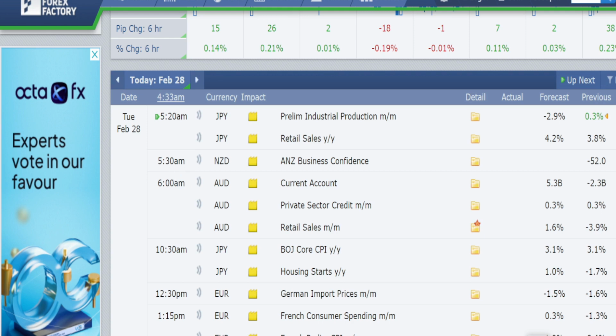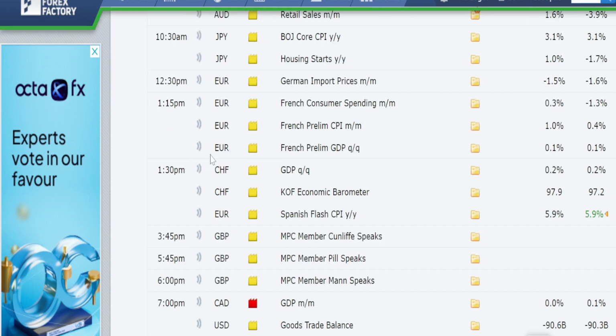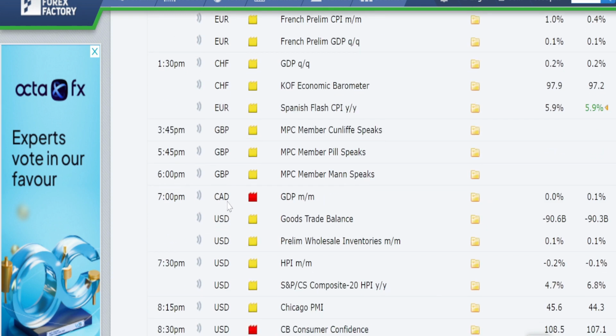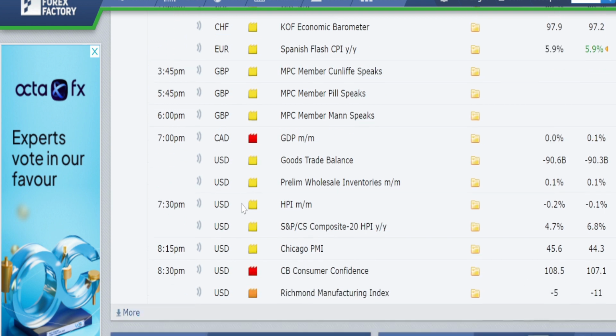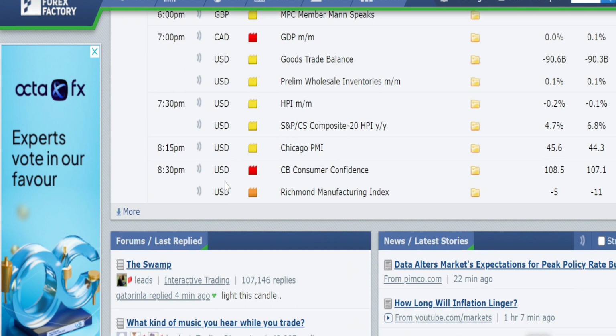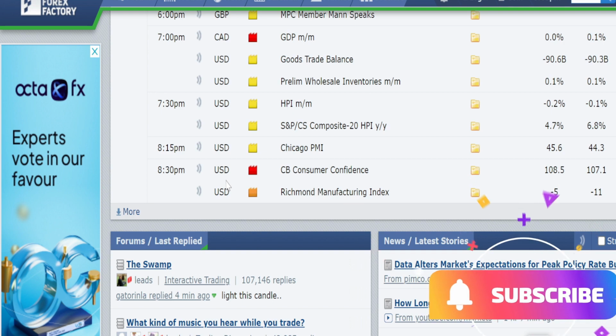So when we look at the economical events plan for today, February 28th, we don't have any high impact news in the morning hours. At 7 p.m. we have high impact news planned for Canadian dollar related currency pairs, and at 8:30 p.m. we have high impact news planned for US dollar related currency pairs, followed by a medium impact news.